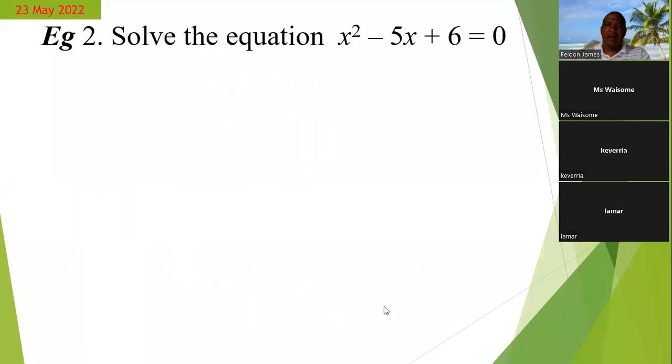Now, here we have another one. I am going to give you a chance to solve this one on your own. So factorize this one and solve it, and then I'll give you the solution. But when you solve it, just raise your hand, guys. All right, I'll give you about 2 or 3 minutes to do this. So you may begin.